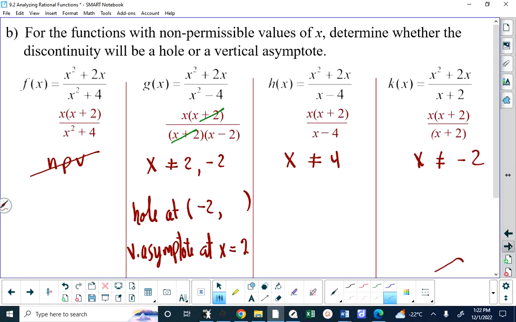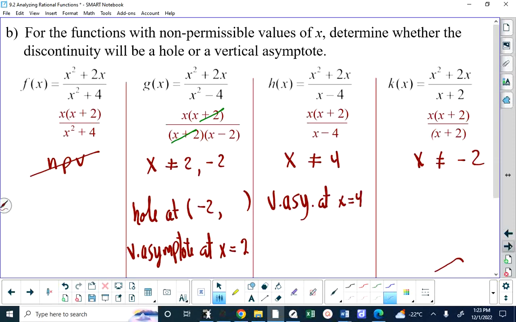This non-permissible value in h of x is not equal to 4. Is that going to be associated with a vertical asymptote or with a hole? McKenna, what do you think? Right, because that factor survives. It doesn't cancel. And again, I know I risk being repetitive, but if the factor cancels, you get a hole. If the factor doesn't, you get a vertical asymptote. We need to know these things. So we're going to have a vertical asymptote. I'm tired of writing out the word asymptote, so I'm going to abbreviate it at x equals 4.